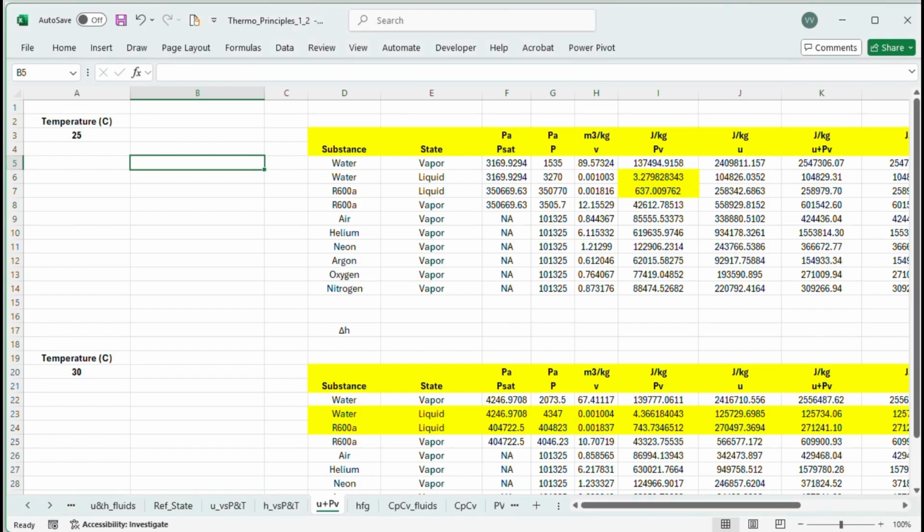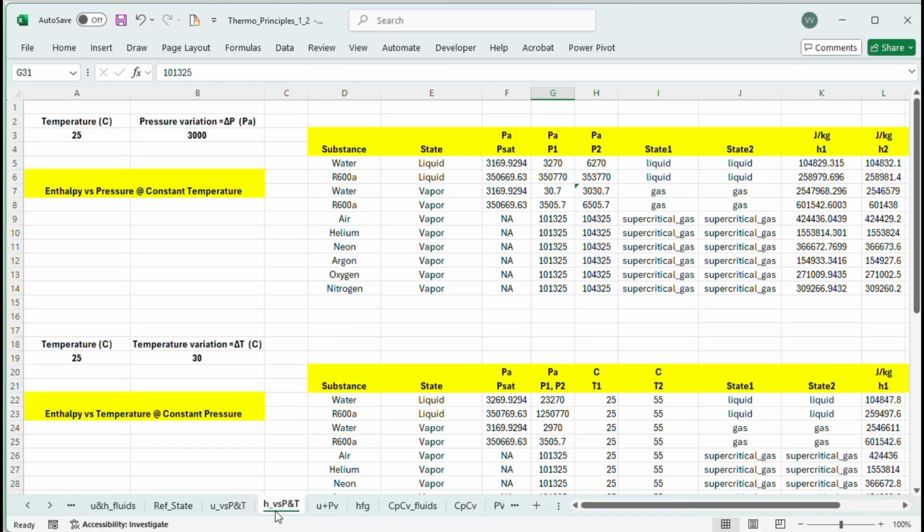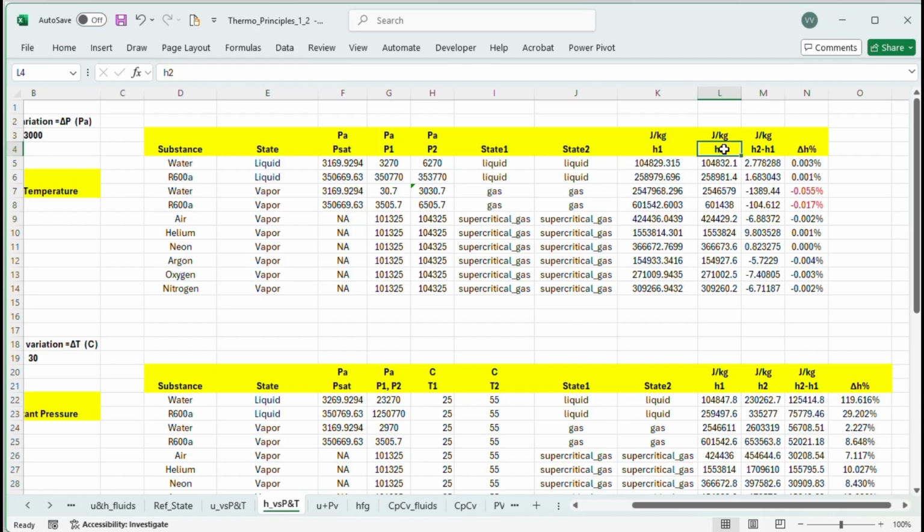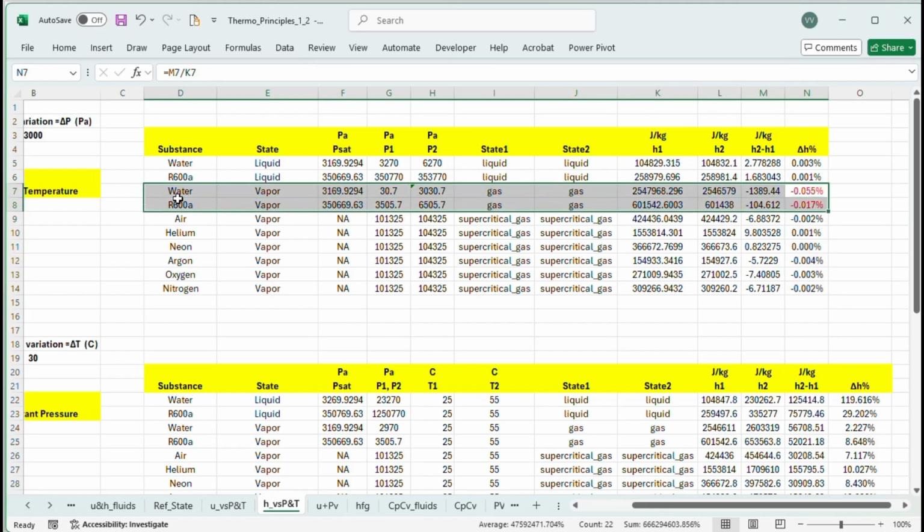For that, let's go into the H versus P and T tab. So in the first case, we keep the temperature constant and vary the pressure. We change the pressure by 3000 Pascal, and we try to see what happens between H1 and H2, the two states where the pressure is changed. So you can say that enthalpy also seems like it's not getting affected much by pressure, except if you're close to a real vapor.